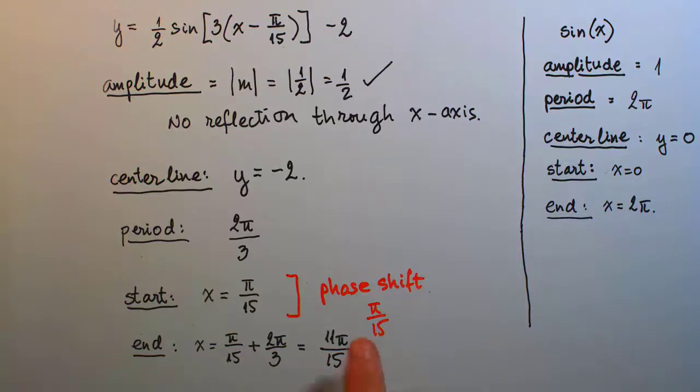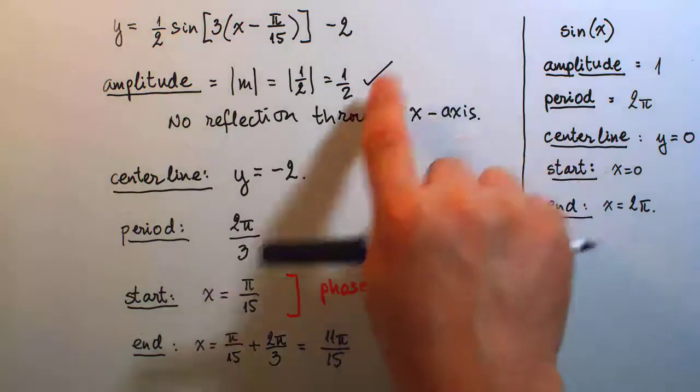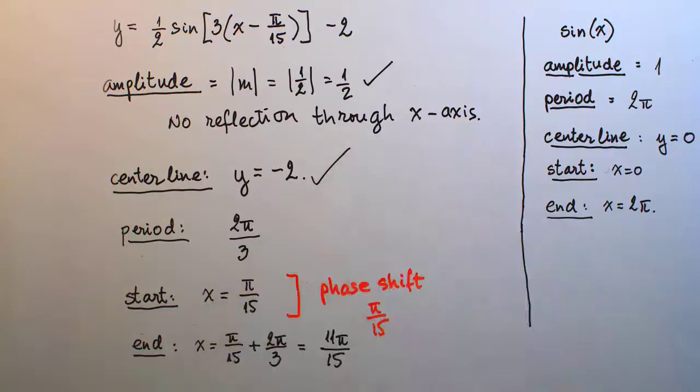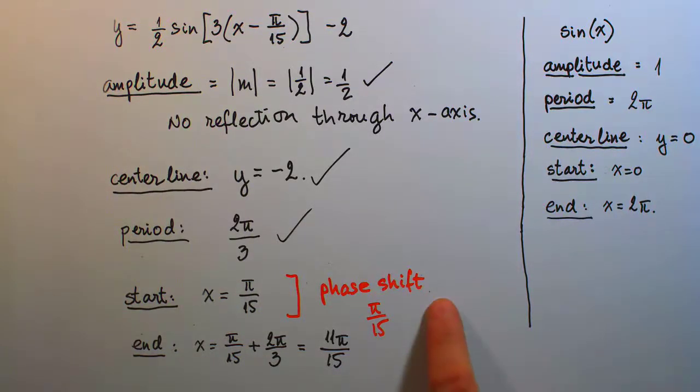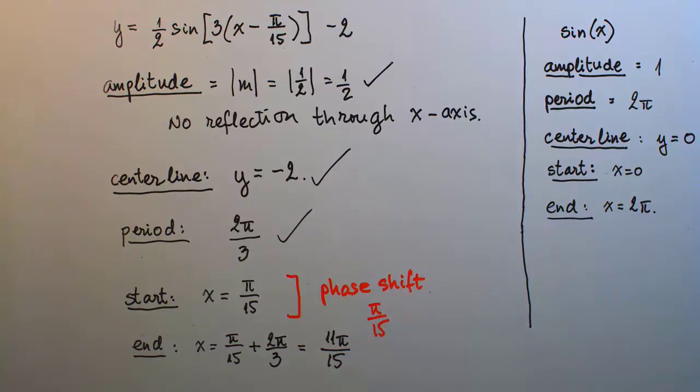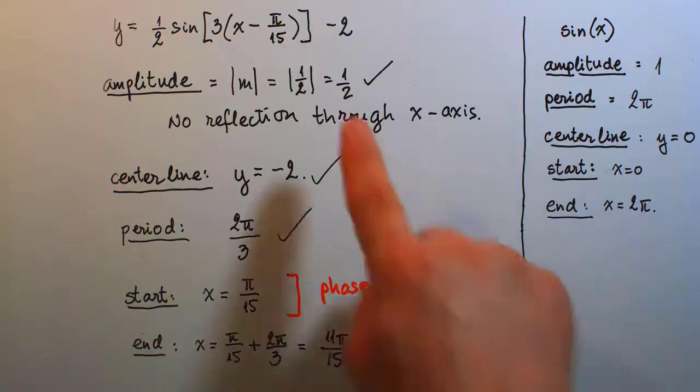So that's how we see all the changes here. We got amplitude change to 1/2. We have center line at -2. And we have the period being 2 pi over 3. And we have a phase shift where it caused our start of the base unit to be at x equals pi over 15. And this phase shift is also going to cause the end of the base unit to become 11 pi over 15. And that's how we recognize all the changes happening to this graph.